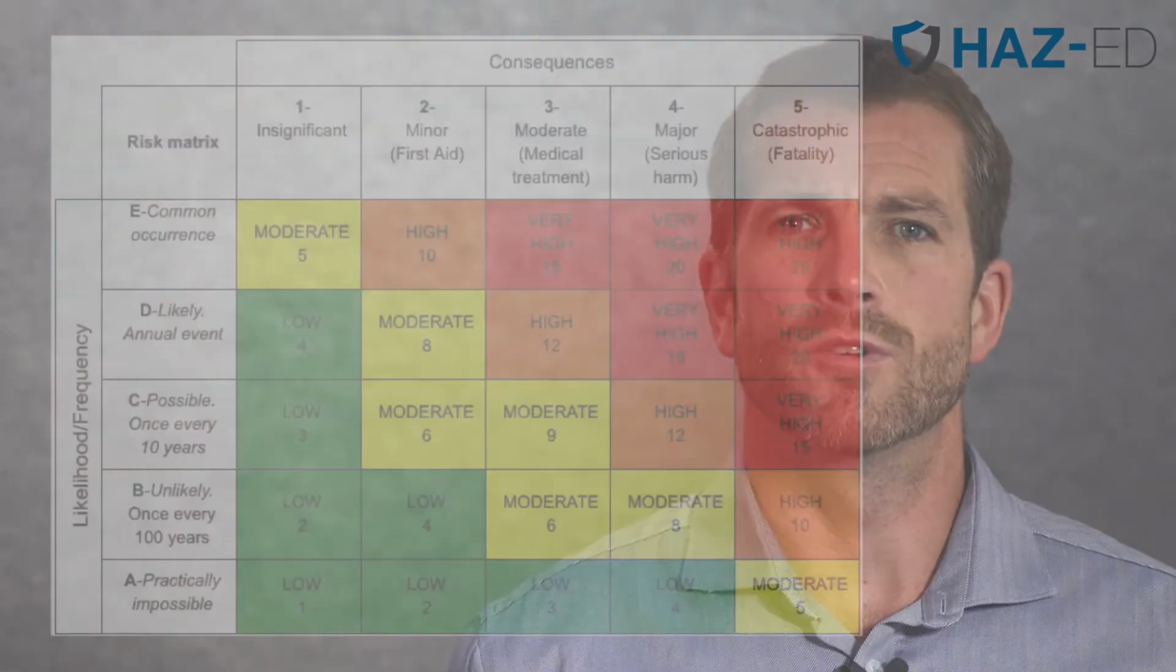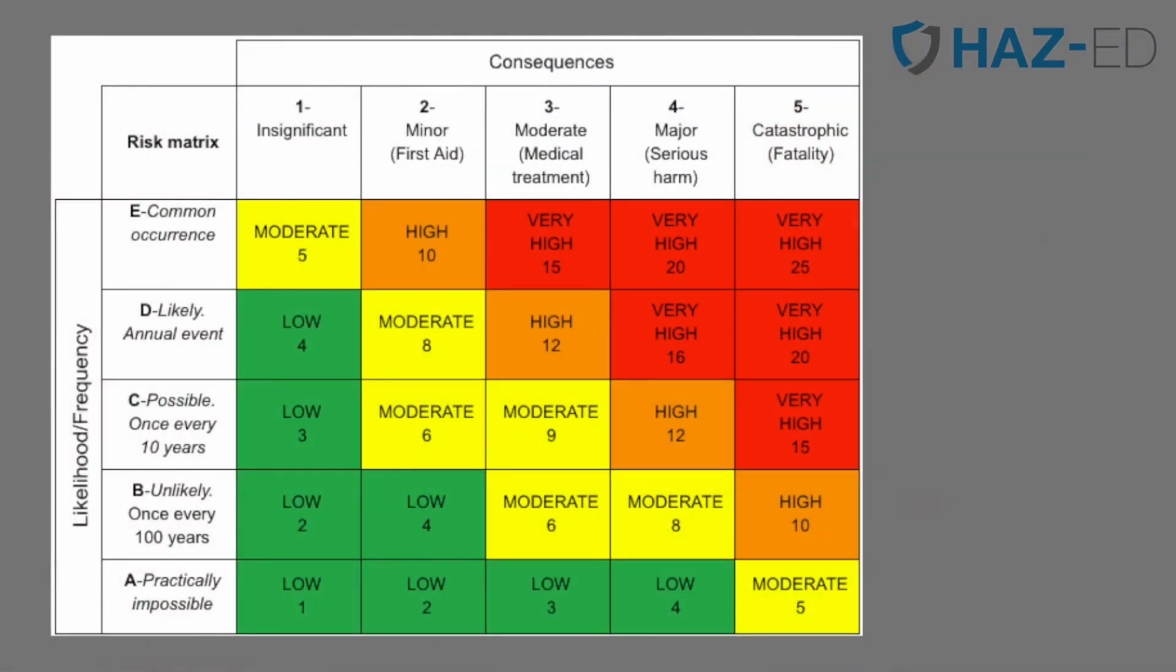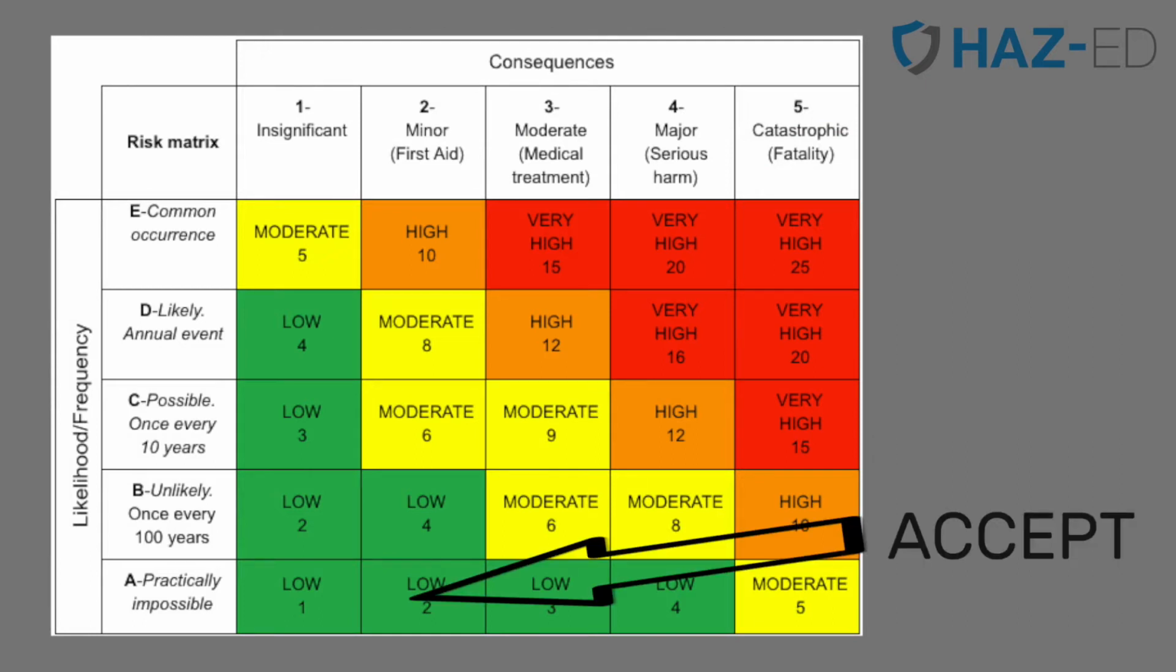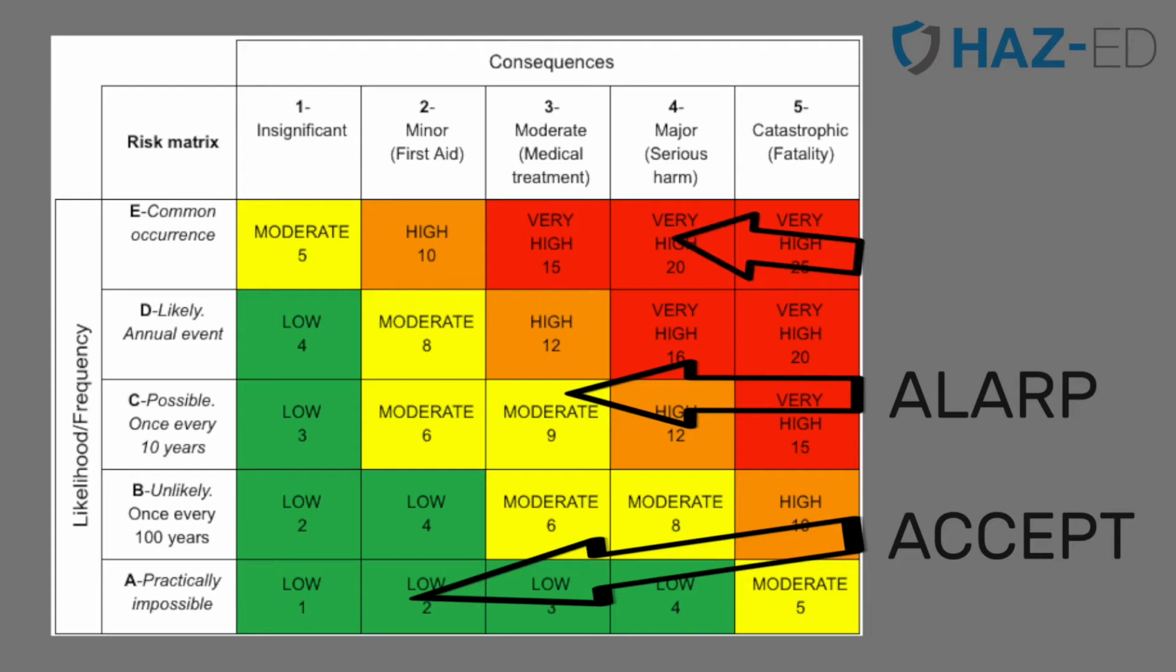For risks that fall low down the scale within the green area of the matrix, you're most likely going to accept them as they are with no additional controls. Whereas for risks that fall in the middle area, represented in yellow or orange, you should be applying the ALARP principle to reduce these risks as much as reasonably practicable. For risks that fall in the upper area, in red, you're not going to do that task until you've developed a way to bring the risk level down to more tolerable levels.